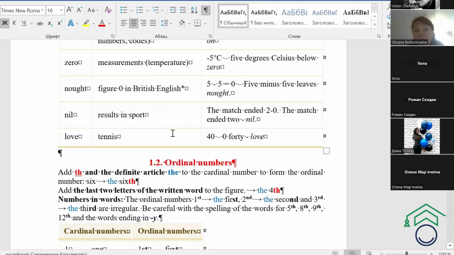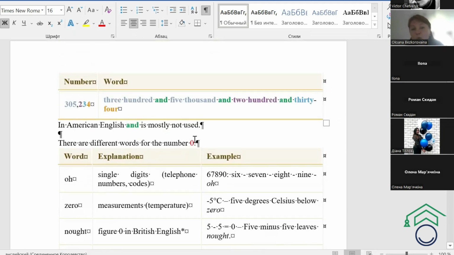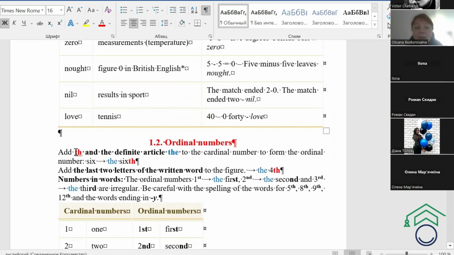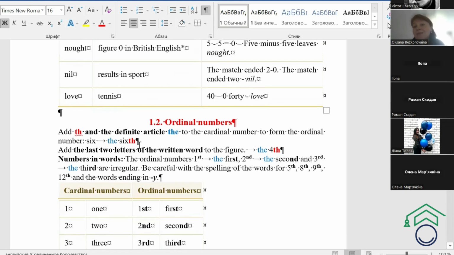So, ordinal numbers. And I should say that there are usually no problems with cardinal numbers. It's just the revision. Now, ordinal numbers. We add the suffix th and the definite article the to the cardinal numbers. Cardinal numbers, це у нас кількісні числівники, то ordinal numbers – порядкові числівники. We use ordinal numbers when we want to say the order of an object. So, for example, 6, the 6th, шостий.